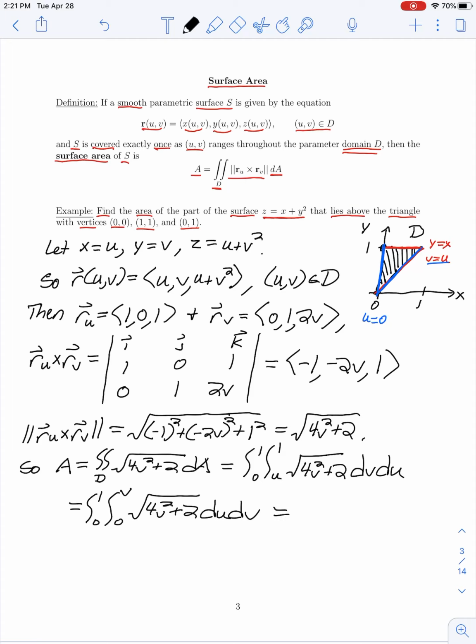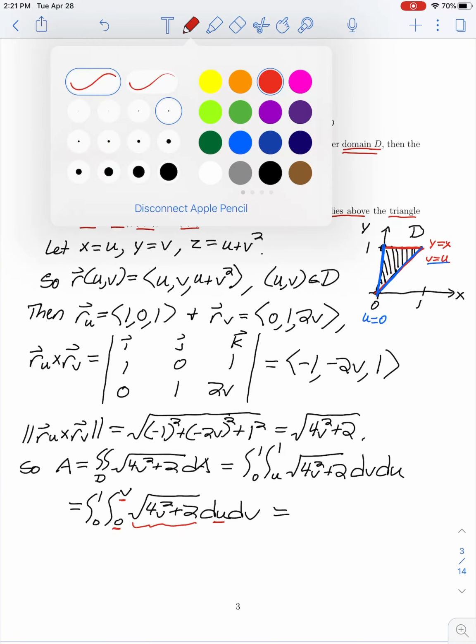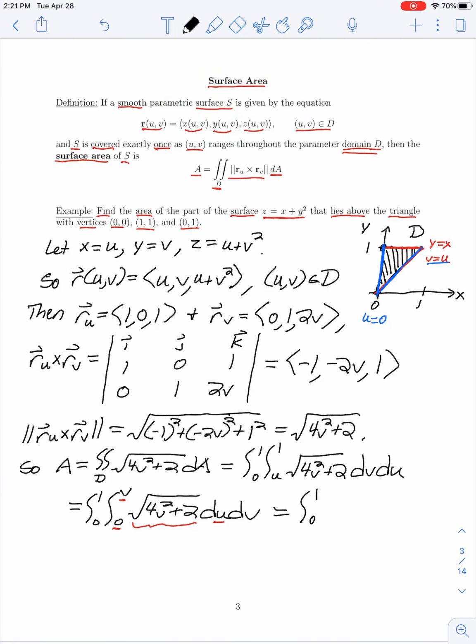So integrating with respect to u, well, we see that our inner function here, the square root of 4v squared plus 2, doesn't involve u. It's a constant with respect to u. So when I integrate a constant function over an interval from 0 to v, I am left with the constant, which was the square root of 4v squared plus 2, times the length of our interval. So here from 0 to v, we have just v. And then we're integrating that with respect to v. So now to evaluate this integral, we can make use of a substitution.